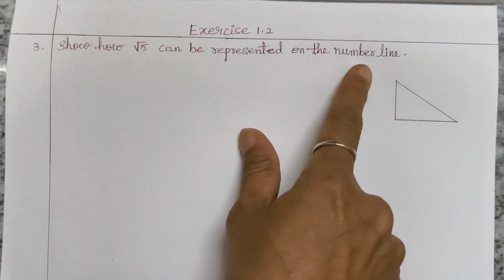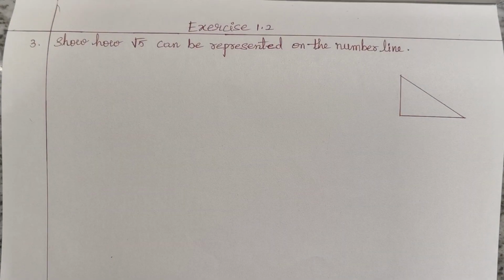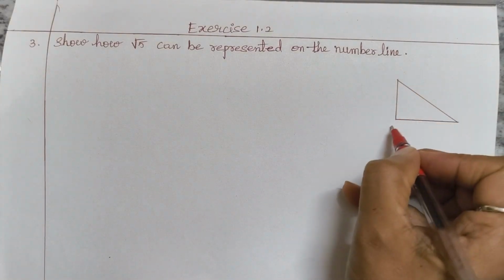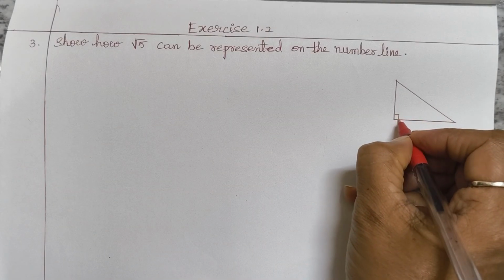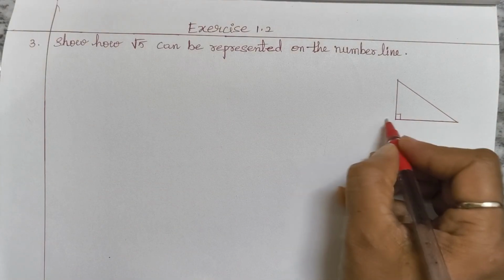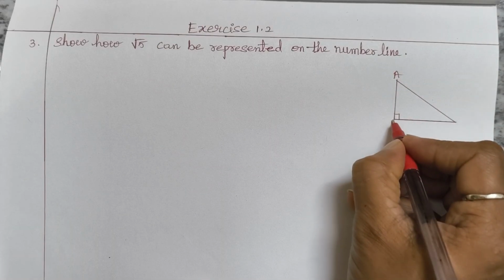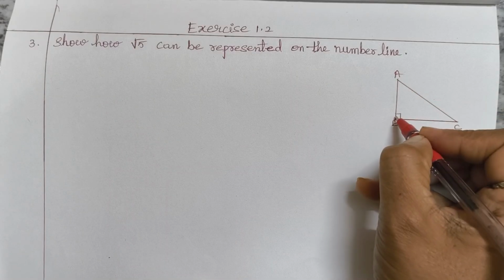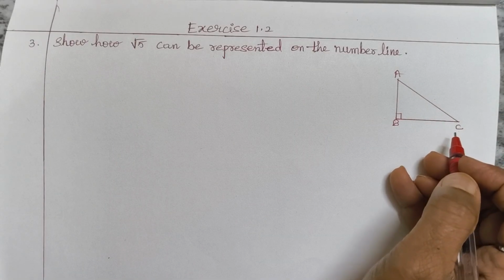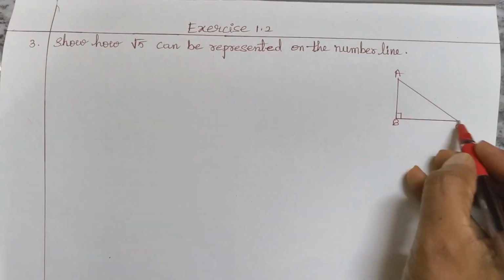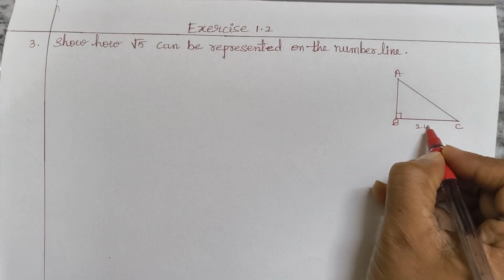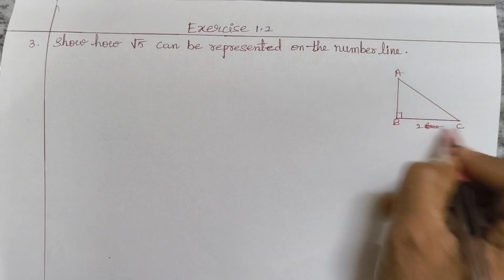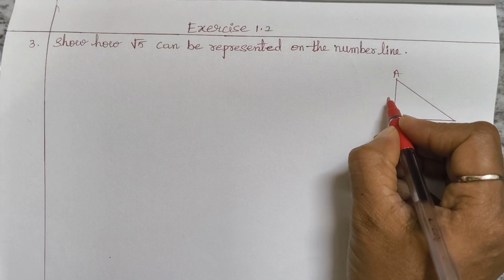See here, root 5 can be represented on the number line. First we will take a right angle triangle, with a 90 degree angle. I will give the names A, B, C. In this, BC is the base, AB is the perpendicular and AC is the hypotenuse. To get root 5, I am taking the base as 2 units, 2 centimeters, or any 2 units you take. This one, 1 unit I am taking.